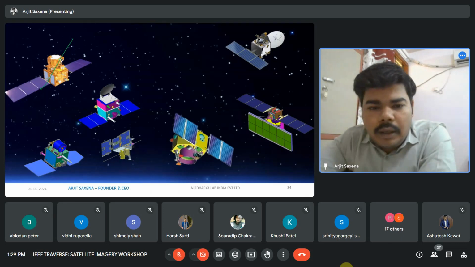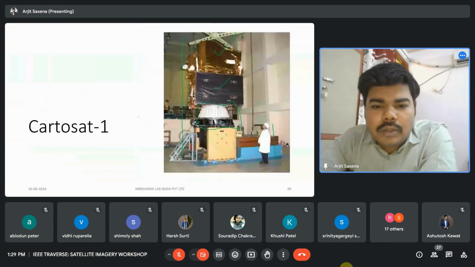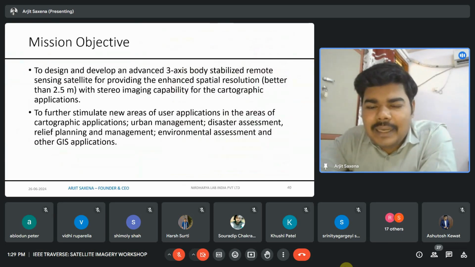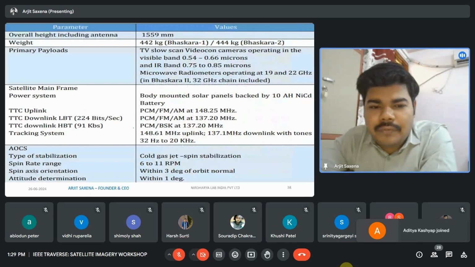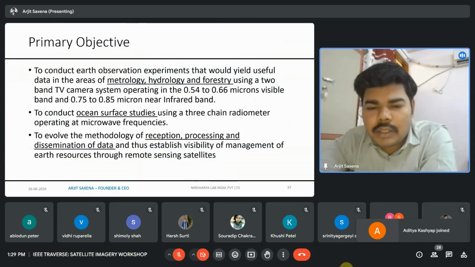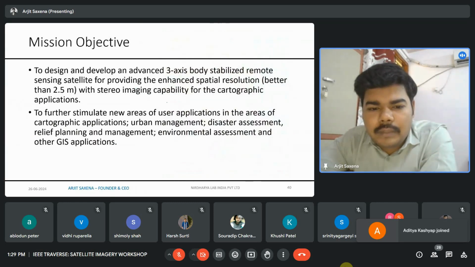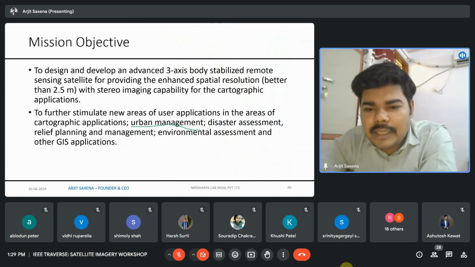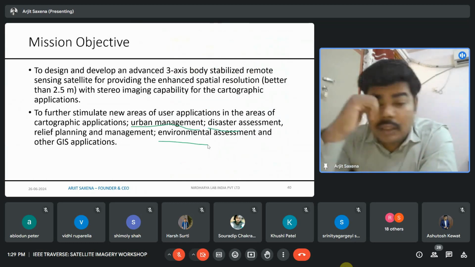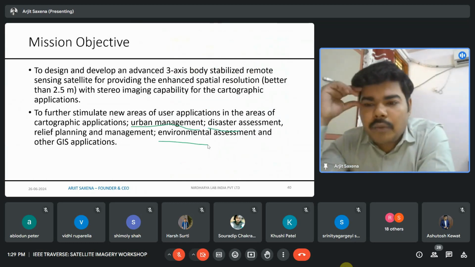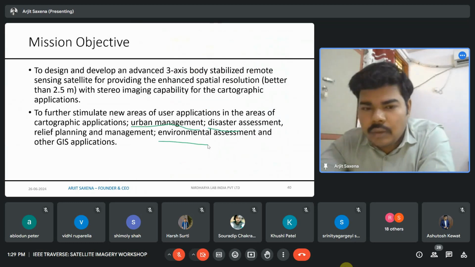Cartosat was basically designed for urban management and disaster management, because at that time we already had sufficient data regarding hydrology, forestry, and other things. So we wanted urban management, we wanted to develop things. Urban management, disaster management, and environmental assessment were done by Cartosat-1 with the help of satellite image technology. So this is another example of ISRO payloads.